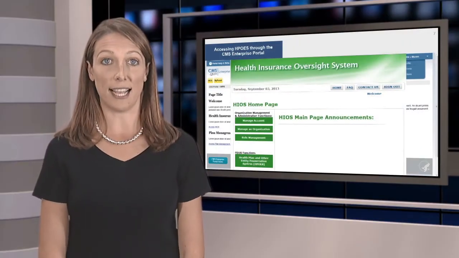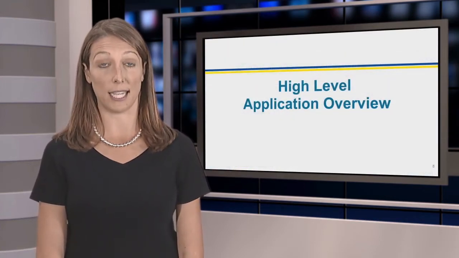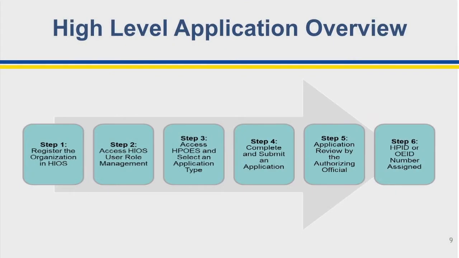Next, we'll provide a high-level overview of how to complete a Subhealth Plan HPID application. As you can see from the graphic on the screen, there are 6 different steps of the application process. Step 1, you register the organization. Step 2, you get access to the organization through user role management. Step 3, you select an application type.